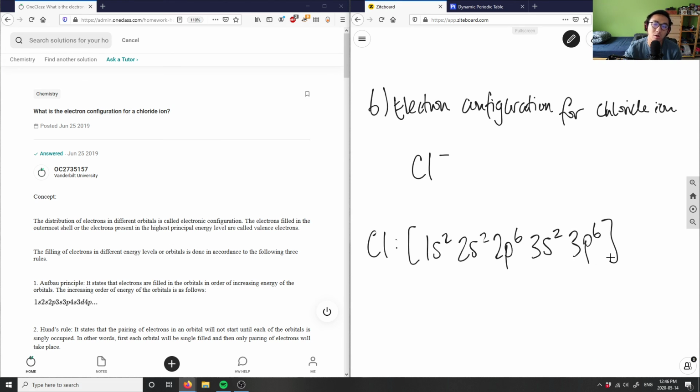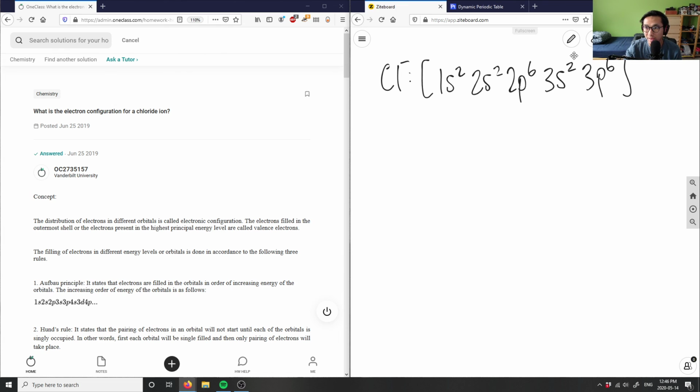And this here is the electron configuration for the chloride ion. So this is Cl minus, sorry. Cl minus is going to be 1s2, 2s2, 2p6, 3s2, and 3p6 here. And if you want me to draw the energy level diagram, I can also do that too.